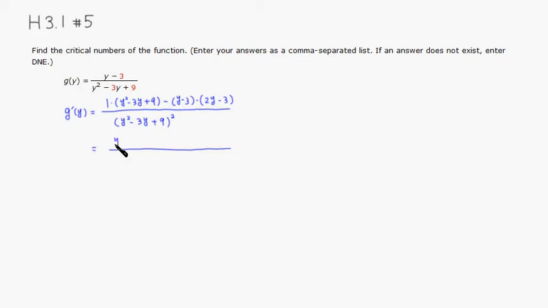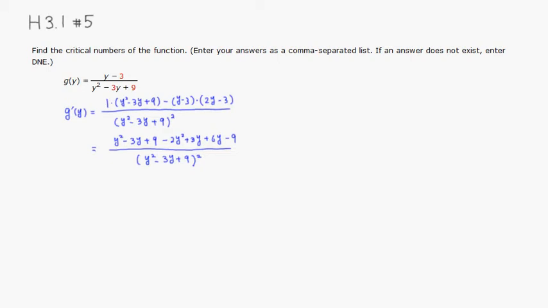So you have y squared minus 3y plus 9. Then let's multiply out. You have y times 2y is 2y squared with a negative sign, so negative 2y squared. Y times negative 3 would be negative 3y with a negative sign, so it's a positive 3y. Then negative 3 times 2y is negative 6y, with a negative sign, so plus 6y. Then 3 times 3 is 9, but with a negative sign, so it's negative 9. Then on the bottom, we just copy the denominator.